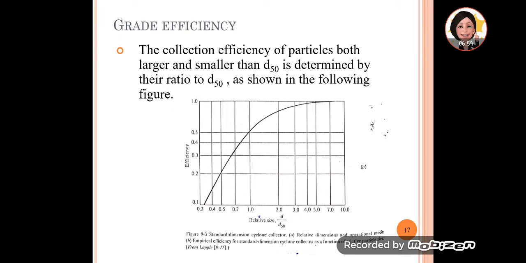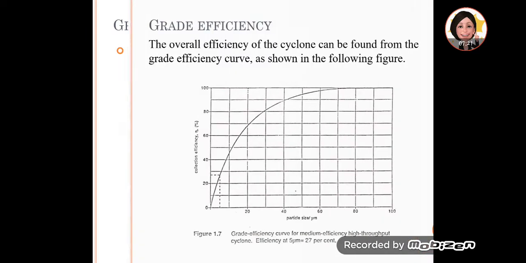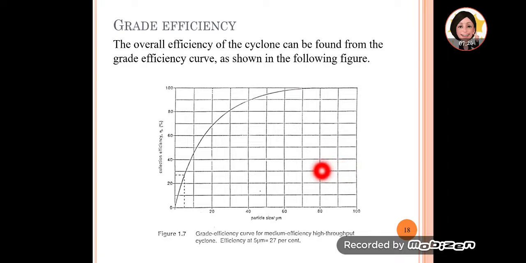So this is the graphical representation of the grade efficiency. This is the relative size, or the diameter over D50, and the efficiency. So the collection efficiency of a particle both larger and smaller than D50 can be determined by the ratio as given in the graph here. We can also get the overall efficiency by plotting the collection efficiency against the particle size. So here we directly look for the efficiency for the particle size. For like 5 micrometer, it's about 27%.